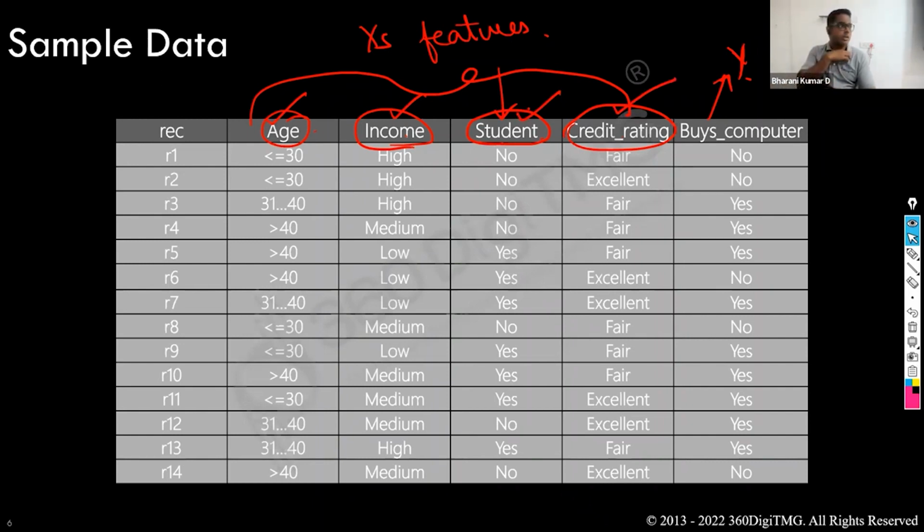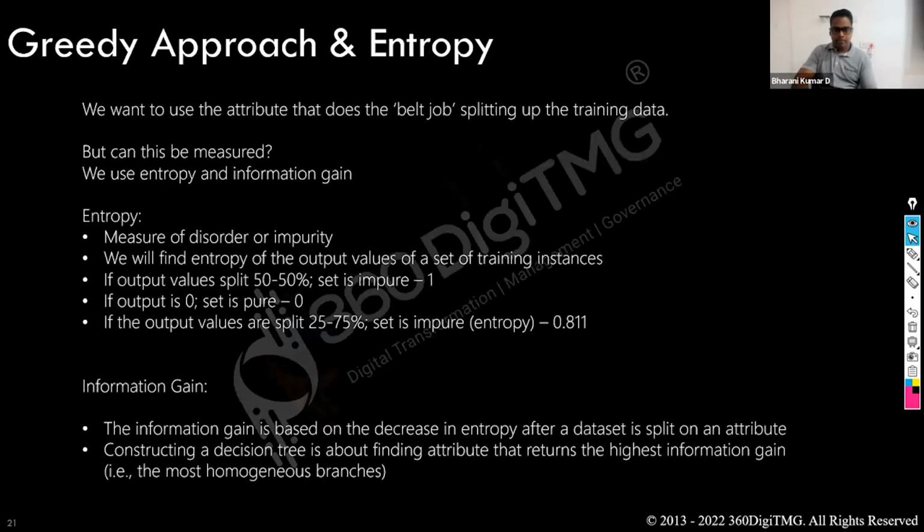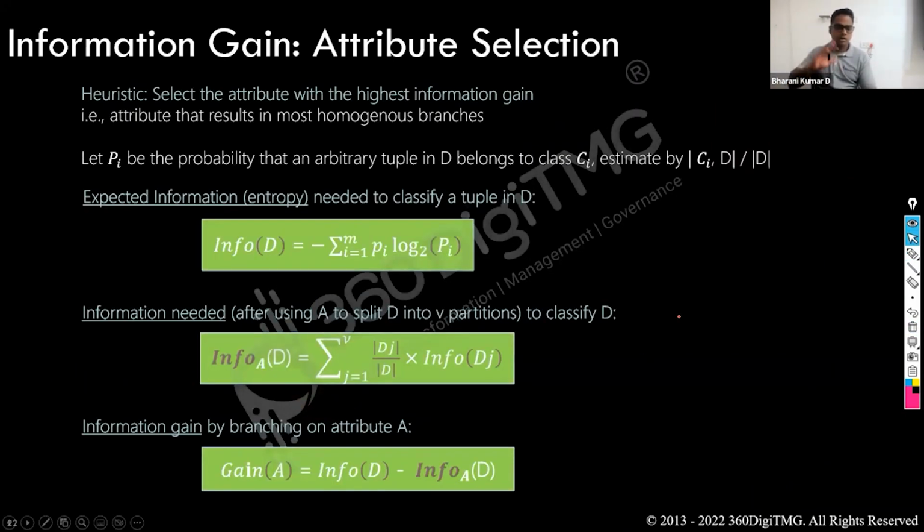Now, what is this information, and how do I decide which variable has the highest information? That's what we need to answer. We'll answer that using something called entropy and information gain. We are going to understand this, and these are the very simple formulae that we are going to apply.